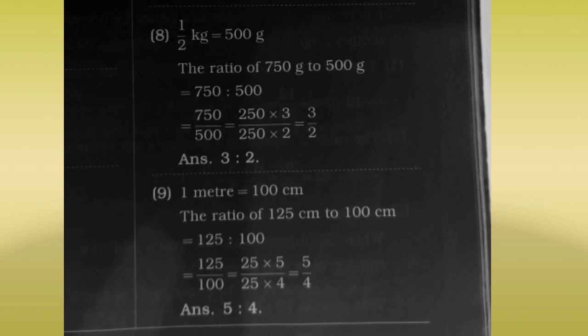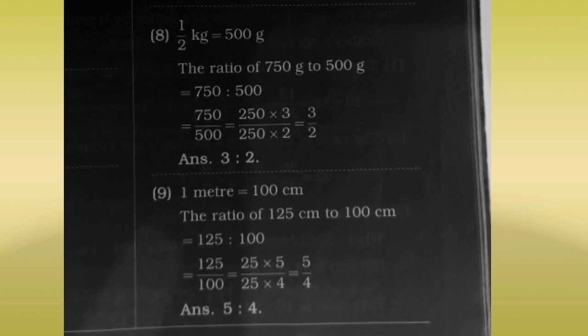750 gram and half kg. Children, half kg means 500 grams. So we have converted half kg into grams. So 750/500 divided with 250. So the answer is 3/2. That is 3:2. Next question is 1 meter and 125 centimeter.